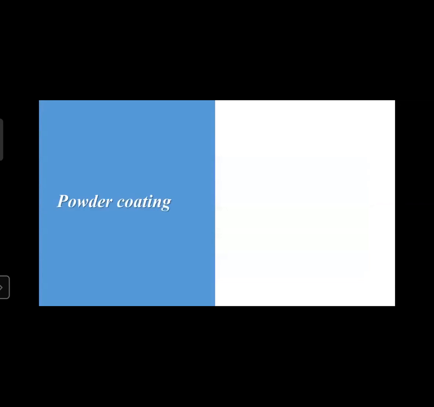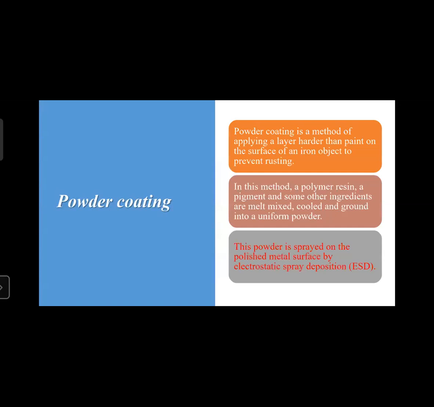Now, next concept, that is powder coating. Powder coating is a method of applying a layer harder than paint on the surface of an iron object to prevent rusting. In this method, a polymer called resin, a pigment, and some ingredients are melted, mixed, cooled, and ground into a uniform powder.